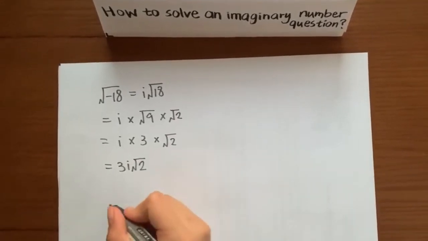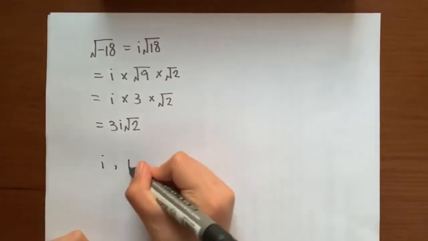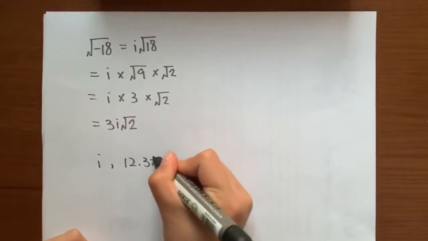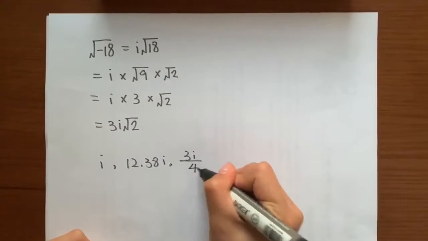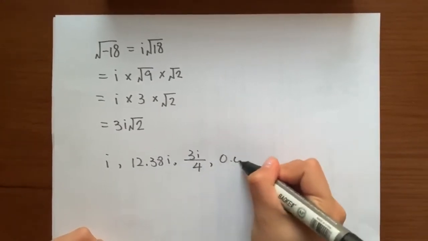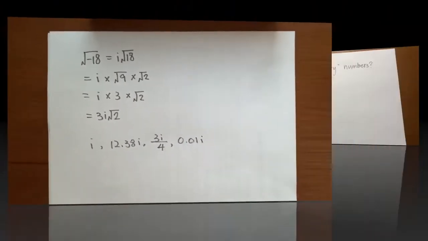Not only is the square root of negative 18 an imaginary number, there are some other examples of imaginary numbers like i, 12.38i, negative i, 3i over 4, 0.01i.